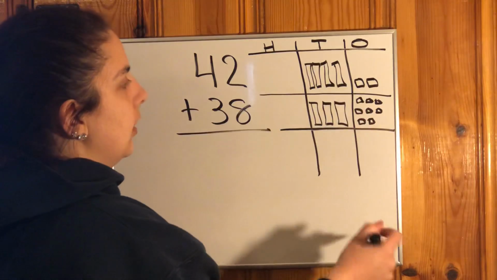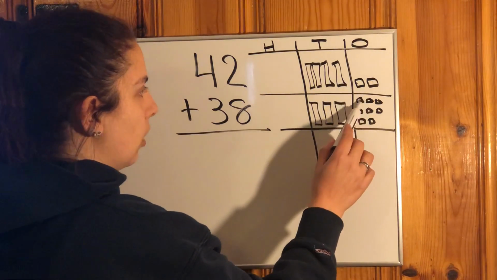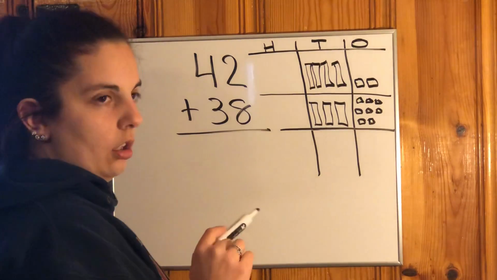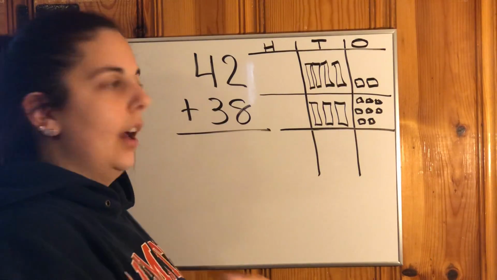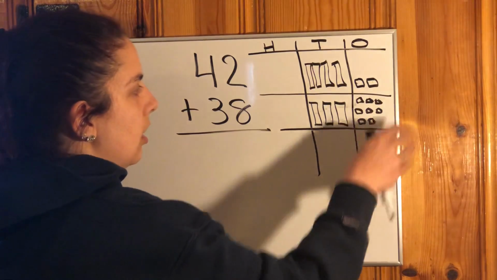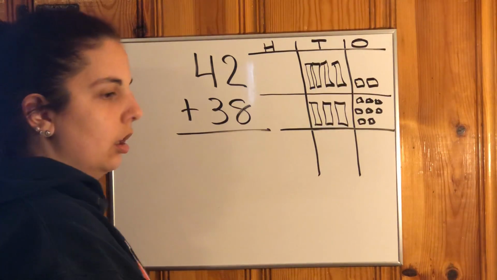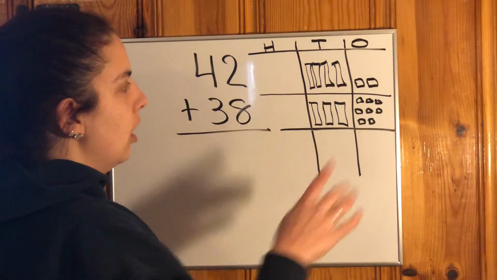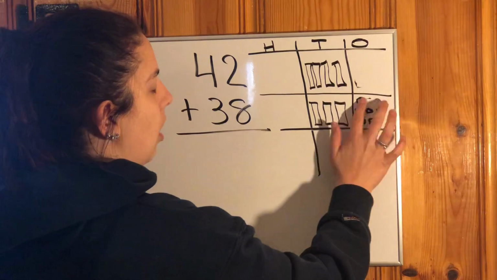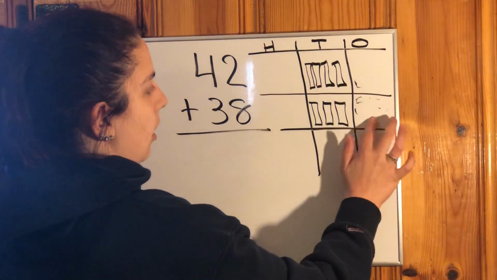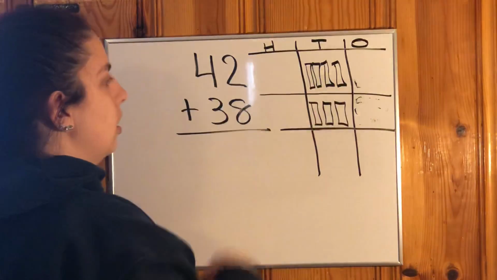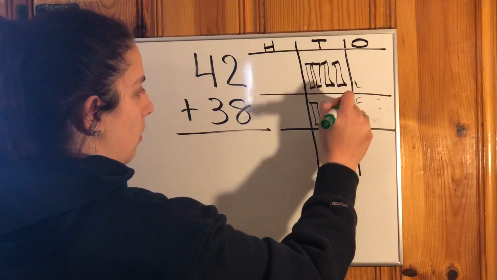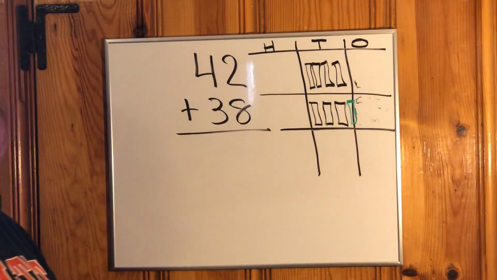So let's count up our ones. We have 1, 2, 3, 4, 5, 6, 7, 8, 9, 10. I have 10. I can't put 10 in my ones place. These 10 little cubes now are going to turn into a tens rod. So I'm going to erase them, or you can cross them off on your paper. And I'm going to take them and turn it into a tens rod. So I'll add it over here. This green is now my tens rod.